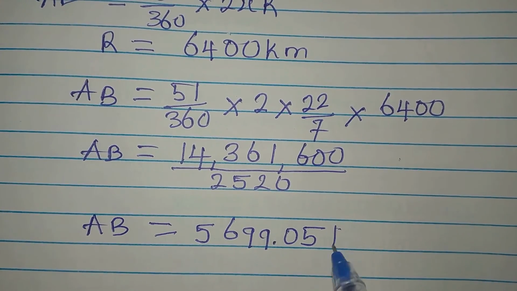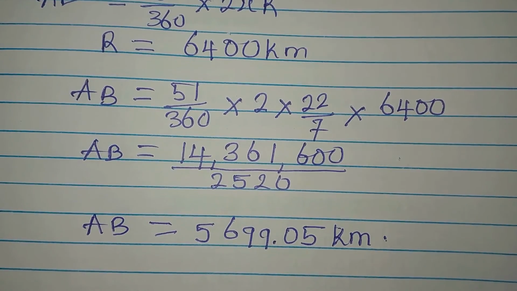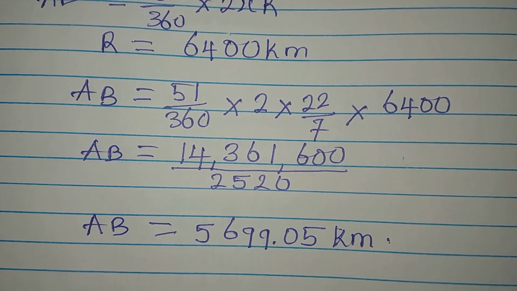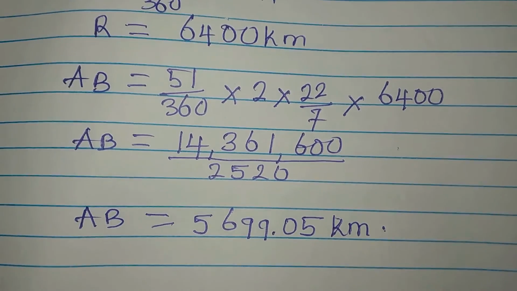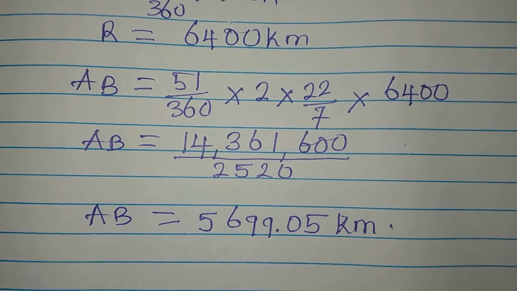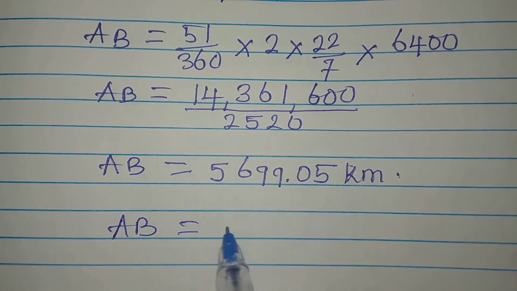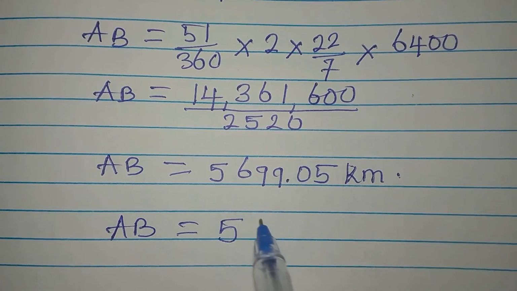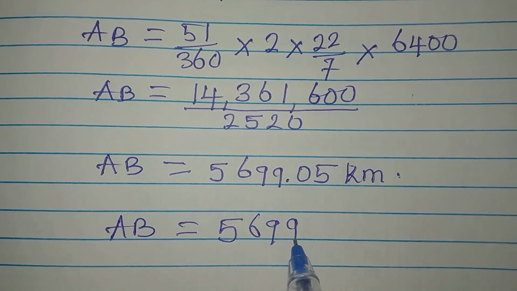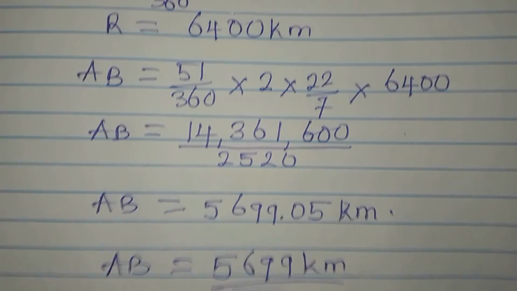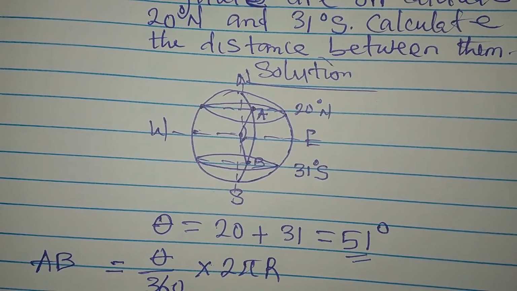Now, what will be the unit? The unit is kilometer, because the radius of the earth is in kilometer, right? So let's do this to the nearest whole number. So our AB will now be equal to 5,699 kilometer. So this is the gap, I mean the distance between point A and point B.